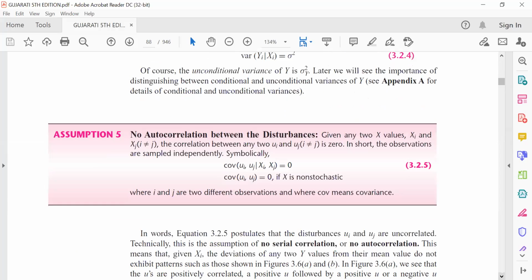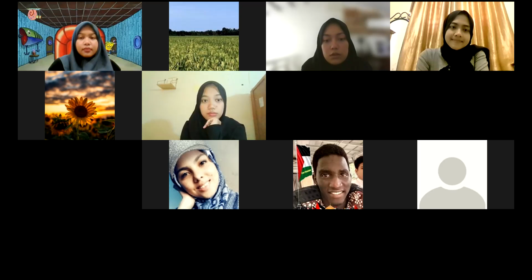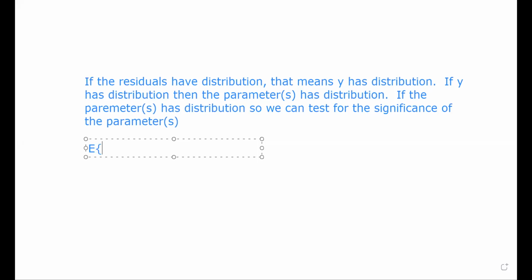Assumption number 5: no autocorrelation between the disturbances. In mathematical notation, the covariance of mu i and mu j is equal to 0, meaning there is no relation between the first residual and the second residual. In mathematical notation, the expected value of XY is 0.